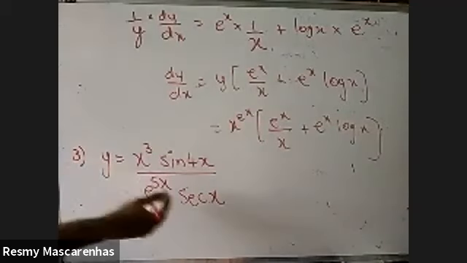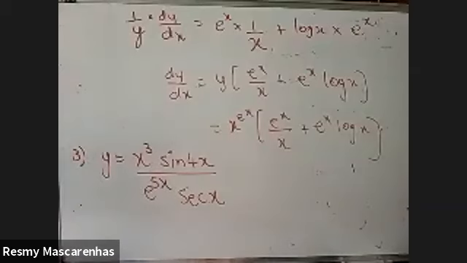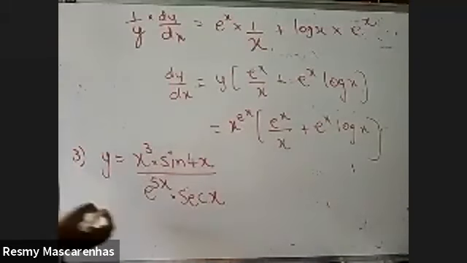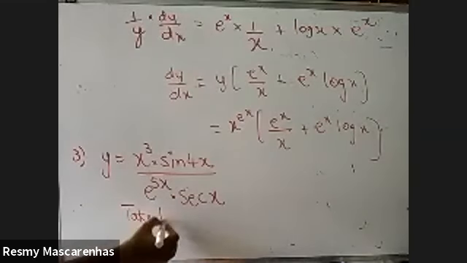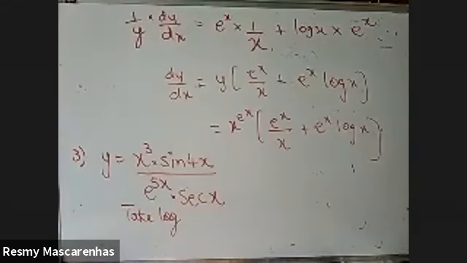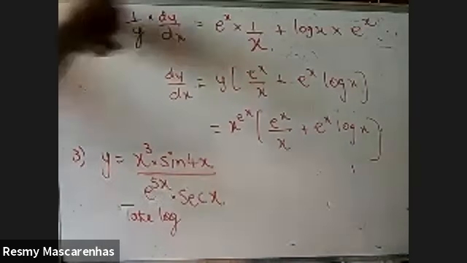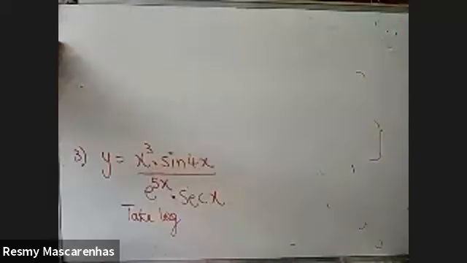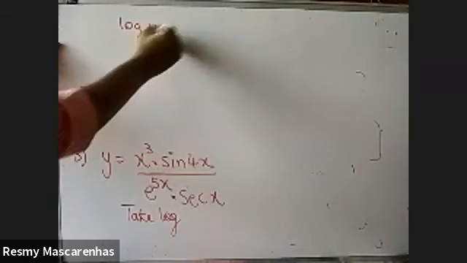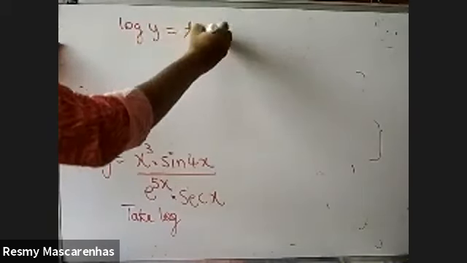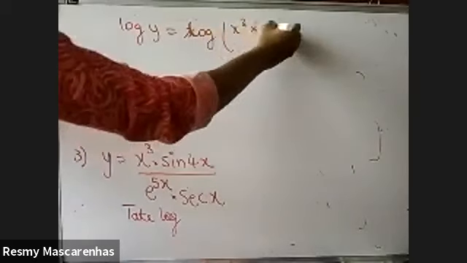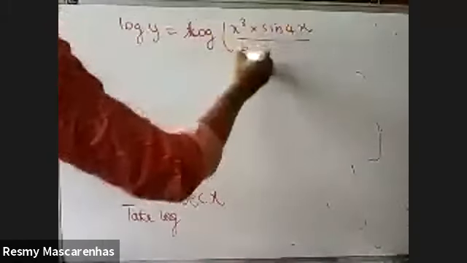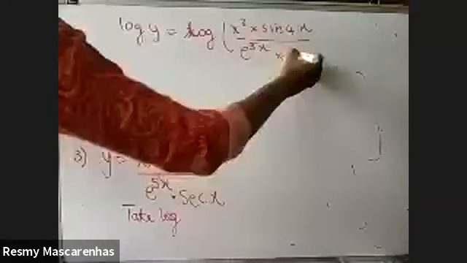If there's another complicated function like this, you can use log to simplify it. Okay, so this is multiplication, this is multiplication. What you do is take log on both sides. So log y will be log of x cube sine 4x upon e raised to 5x into sec of x.